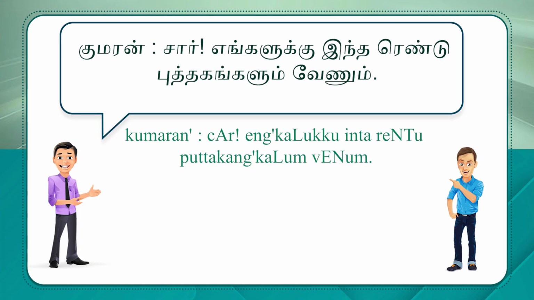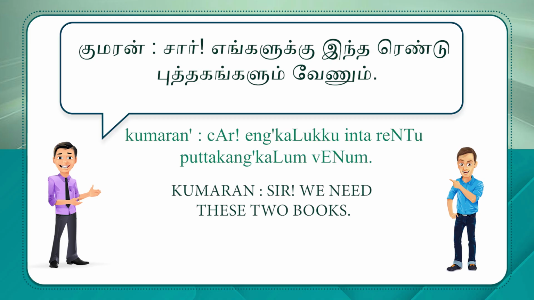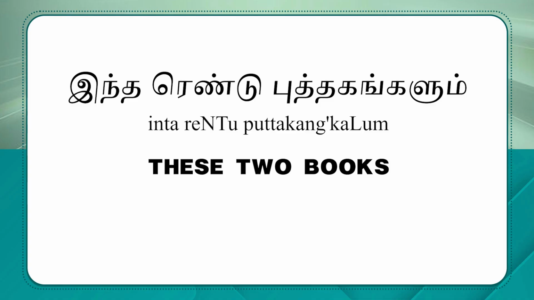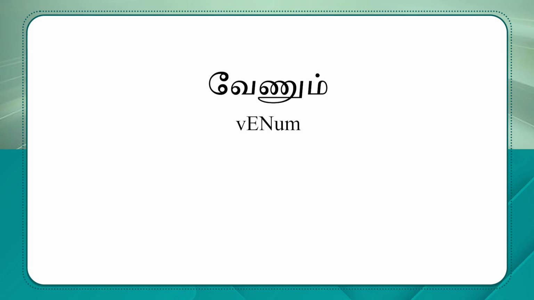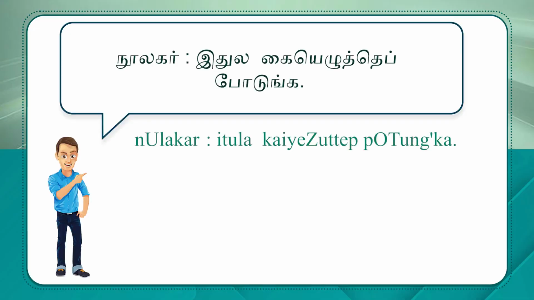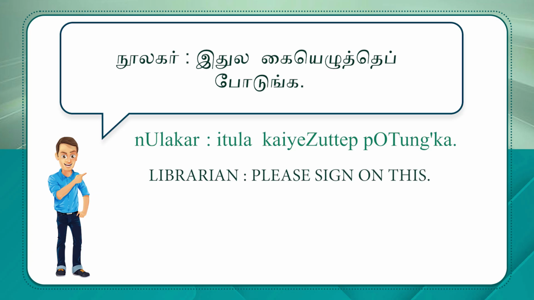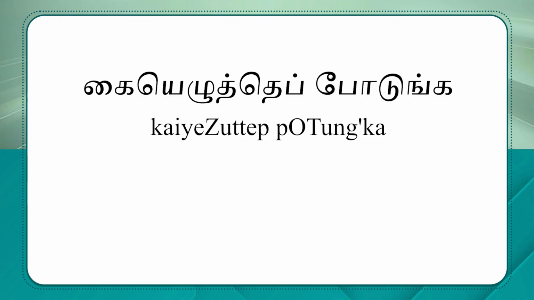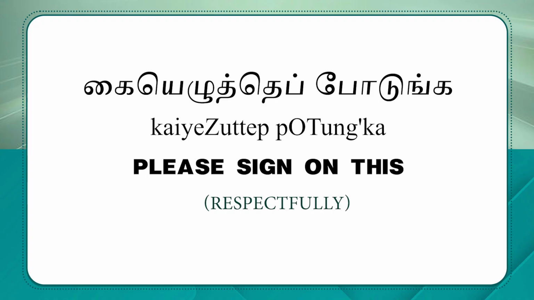Kumaran: சார், எங்களுக்கு இந்த 2 புத்தகங்களும் வேணும். This sentence translates to, sir, we need these 2 books. In this sentence, எங்களுக்கு, which means we, இந்த 2 புத்தகங்களும், which means these two books, and you know that venum means need. So Kumaran said to the librarian, sir, we need these two books. Librarian: இதில் கையெழுத்தை போடுங்க. This sentence translates to please sign on this. In this sentence, idile it means this. கையெழுத்தை போடுங்க, which means please sign on this respectfully. So the librarian said to them, please sign on this.